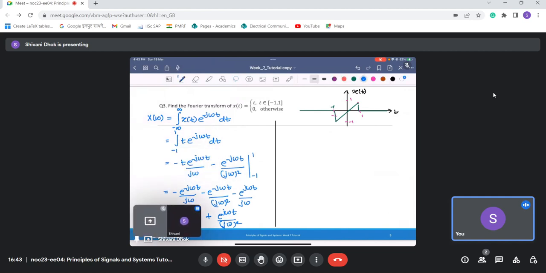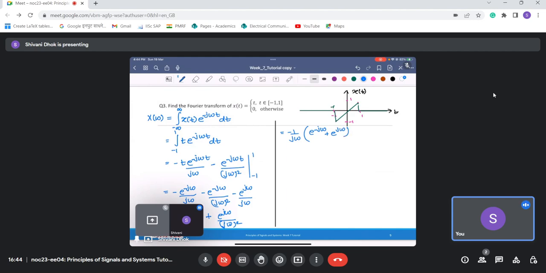So I can write this equation by combining these terms, this one and this one. So I can take out -1 upon jω common. Inside the bracket I have e^(-jωt). After substituting, this t will vanish because we are substituting t as 1 and -1. So e^(-jω) plus e^(jω).